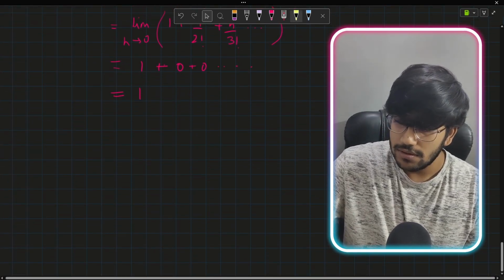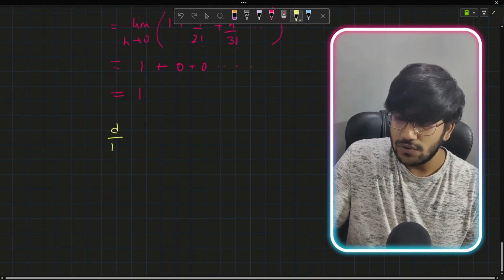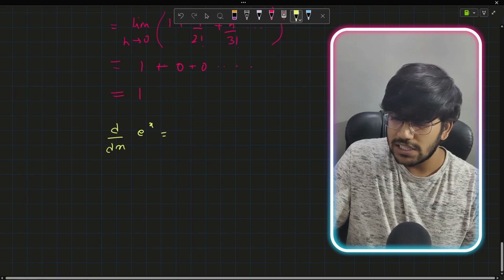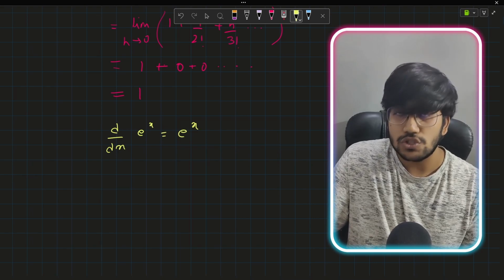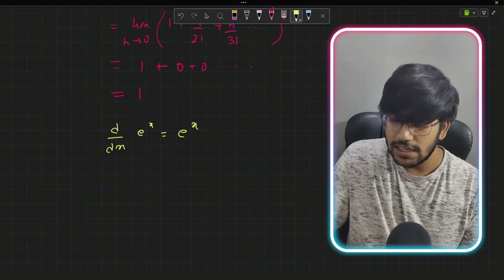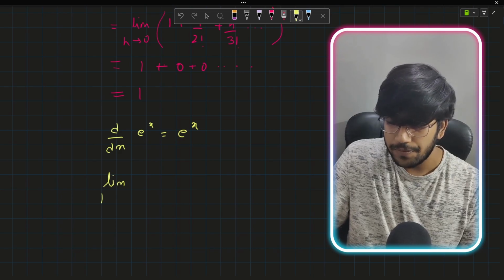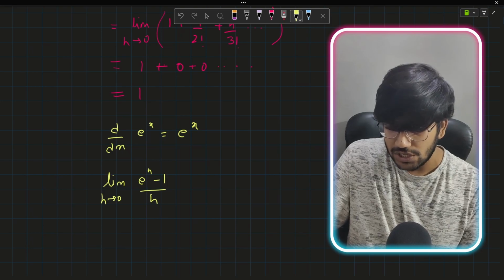So finally you could now say d over dx of e to the power x is equal to e to the power x. We solved this using the first principle, and additionally we showed that limit h tends to 0, e to the power h minus 1 over h is actually 1.